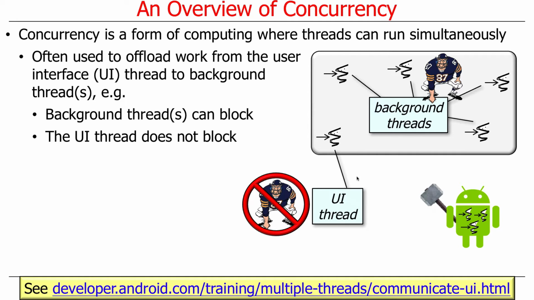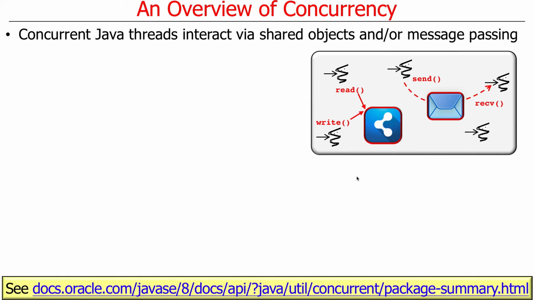The way this works is the background threads are able to block. They can afford to wait for stuff. They can wait for images to download, or they can wait for locks to be released, or they can wait for other things. But the user interface thread does not block. So the user interface thread remains responsive, and the background threads do the blocking. That's a very common use case, a very common scenario in concurrent programs. We'll talk a lot about this, and you get a chance to play around with it.